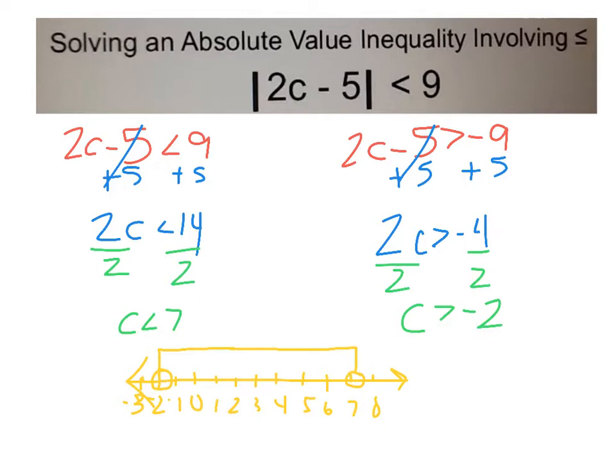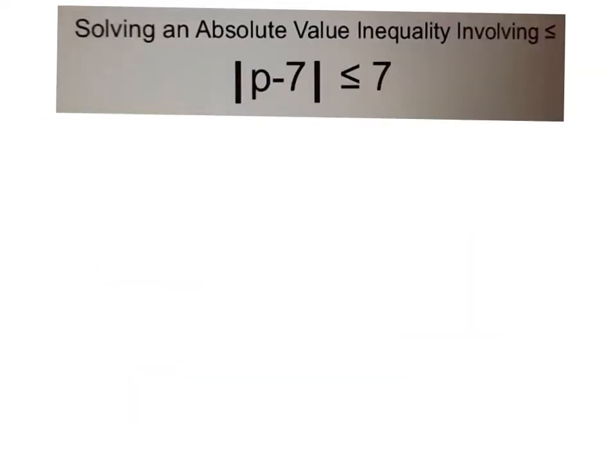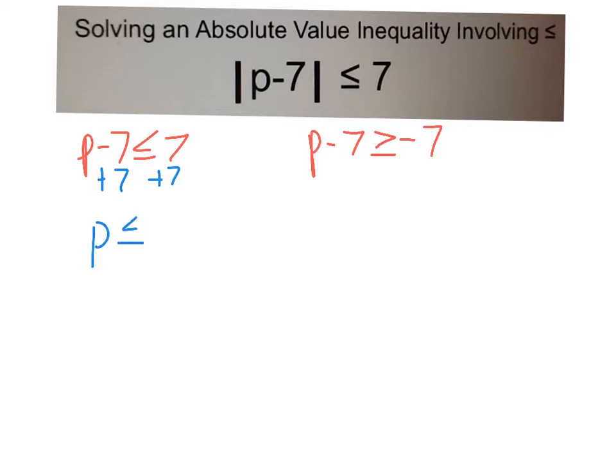Okay? Let's look at another. In this one, our absolute value is alone to start again. So we can go directly to our two separates. So that gives us p minus 7 is less than or equal to 7, and p minus 7 is greater than or equal to negative 7. We are adding 7 on both sides, and that's all we have to do in this one because that's all that is happening to our p. On the left side, 7 plus 7 is 14. On the right side, negative 7 plus 7 is 0. So this one, smallest number is 0, biggest number is 14.